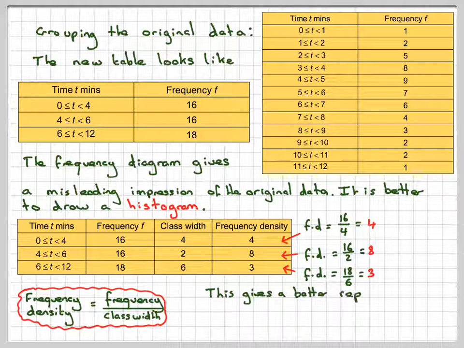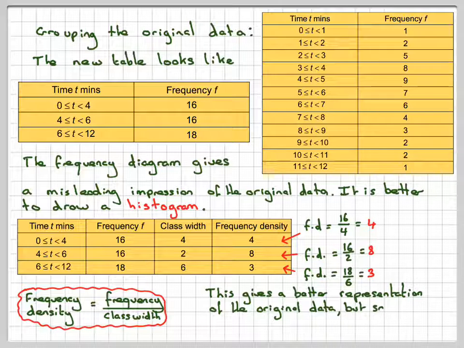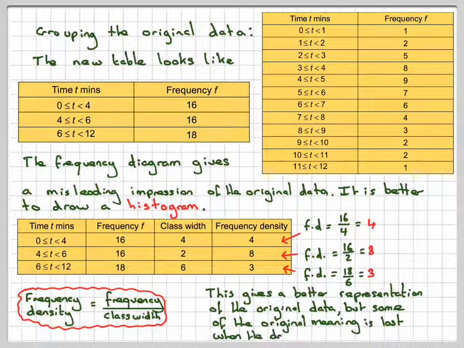This gives a better representation of the original data, but some of the original meaning of the data has been lost when the data has been grouped. So it is better to draw a histogram rather than a frequency diagram if you start grouping the data.